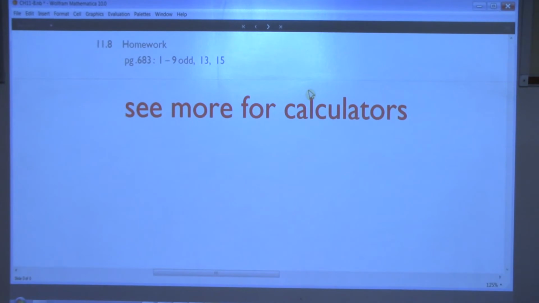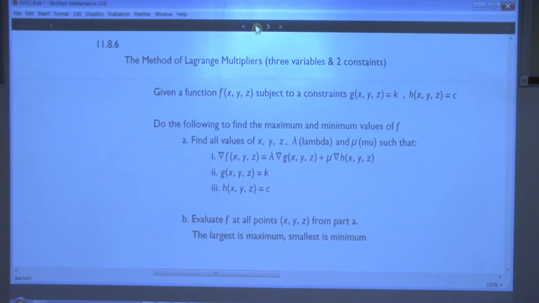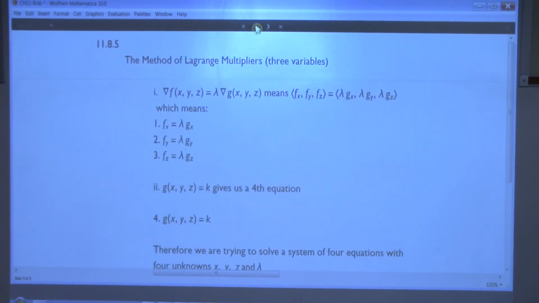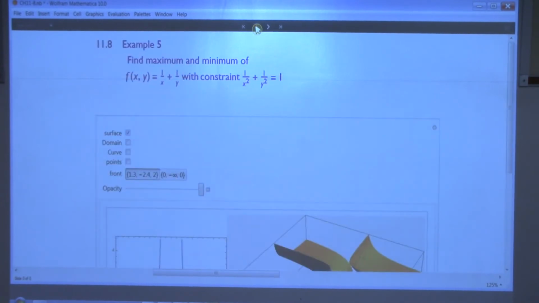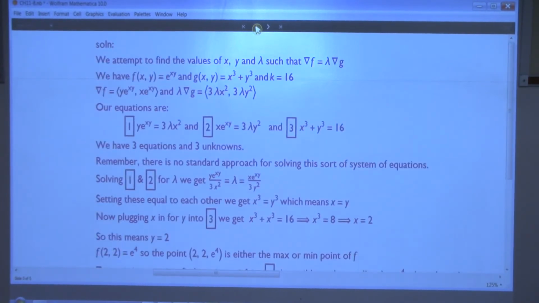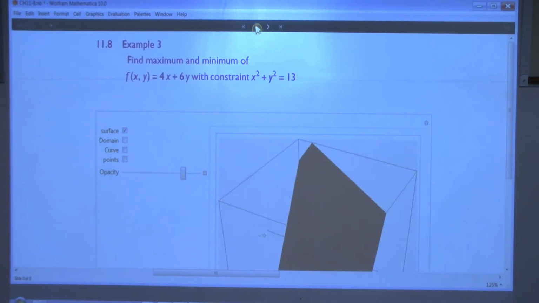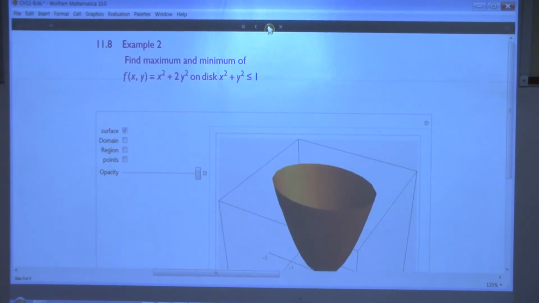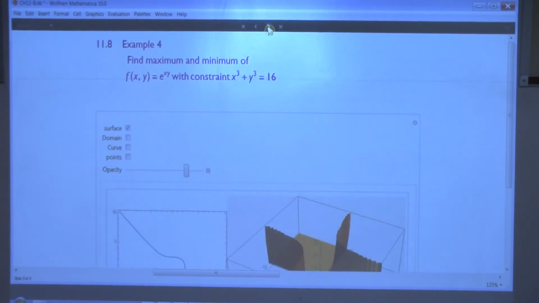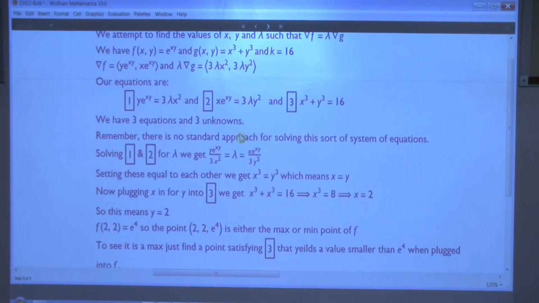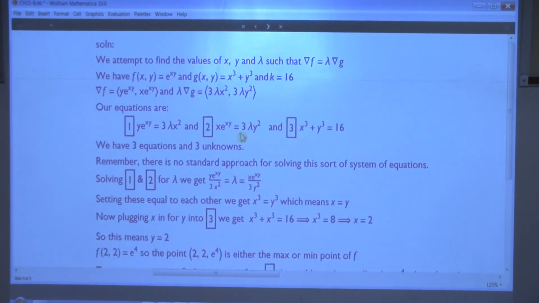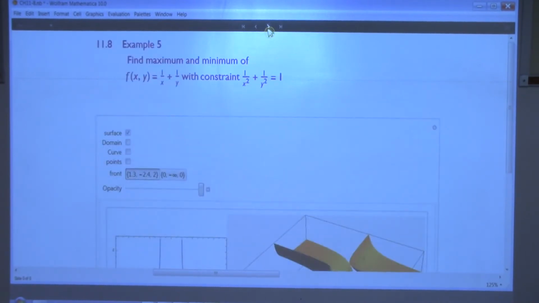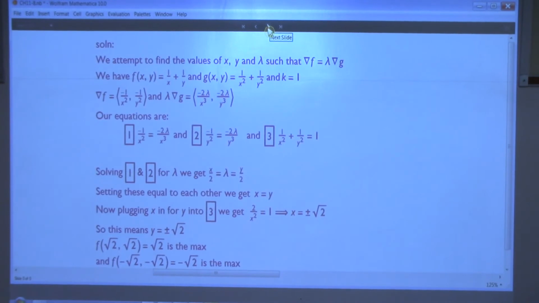If you do wind up getting into some trouble on 7, I'll refer you back to, let's see. Well, maybe not. Just see what happens on 7. I thought I had some work in here that might help.